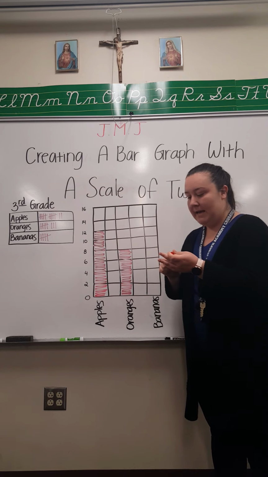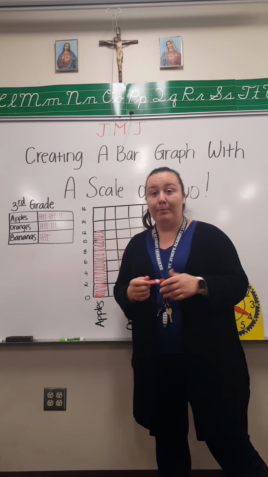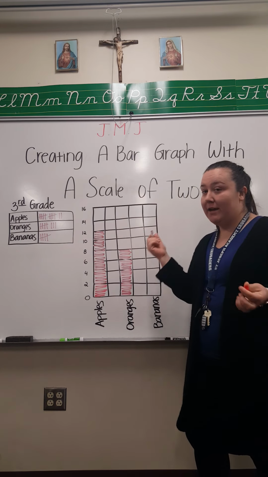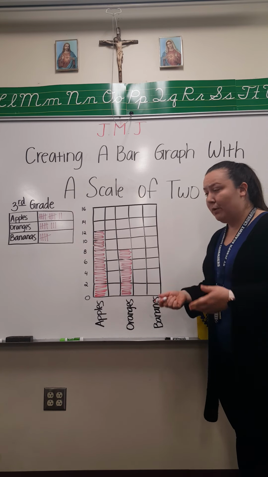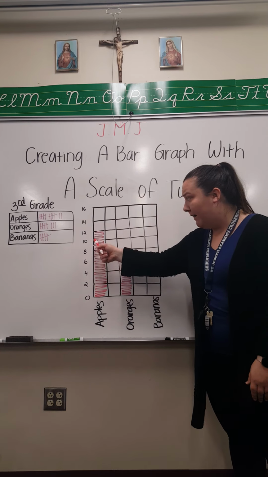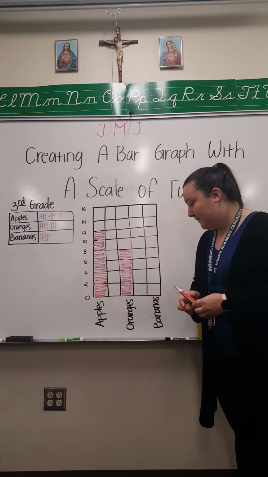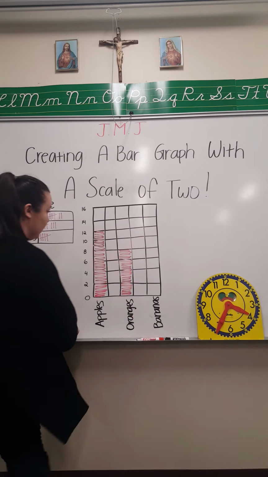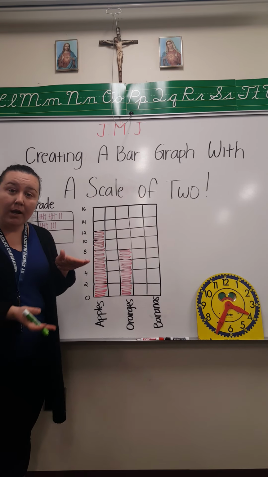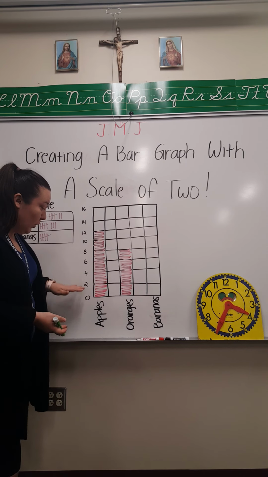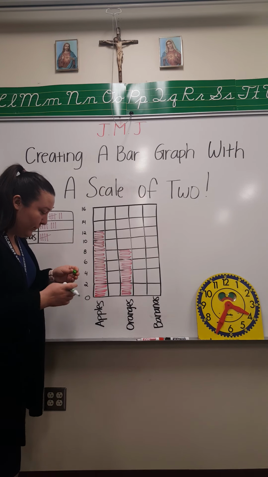All right, now bananas. Only 5 students liked bananas. So we're going to take our marker or pencil and we're going to shade all the way to 5. Well, now you're going to say, but I don't see a 5 anywhere here. I only see the even numbers. So let me go to this side. So for this purpose, since we're doing a scale of 2, we shrunk the graph to only go by 2's. But you can pretend that you can see the odd numbers.